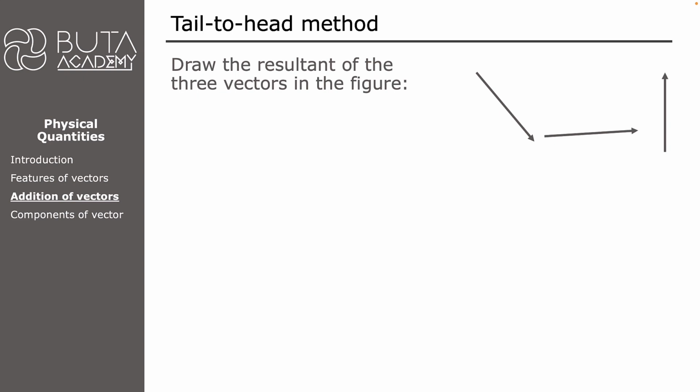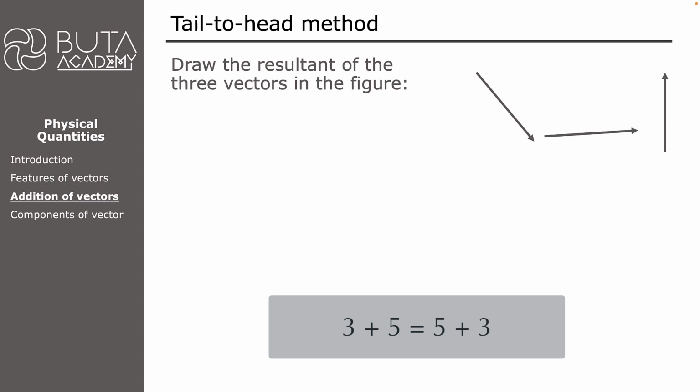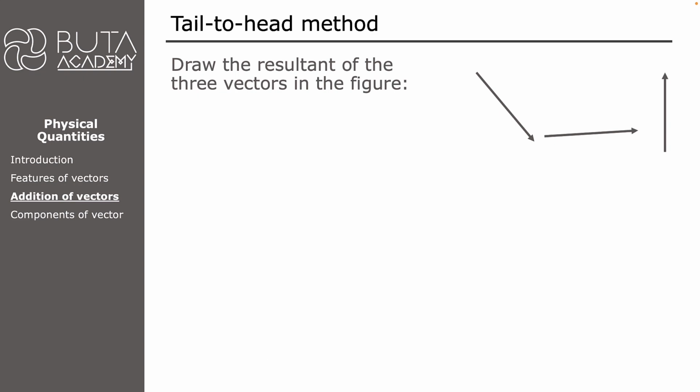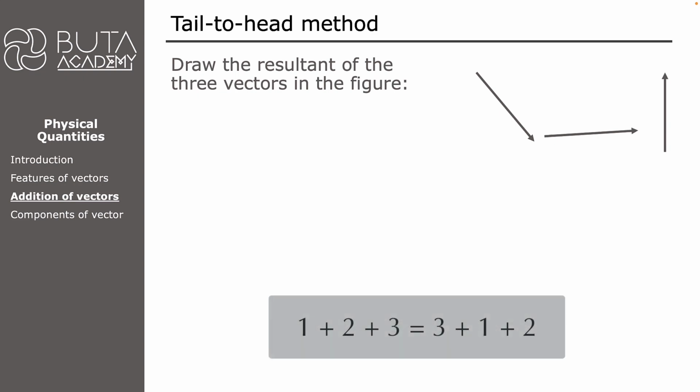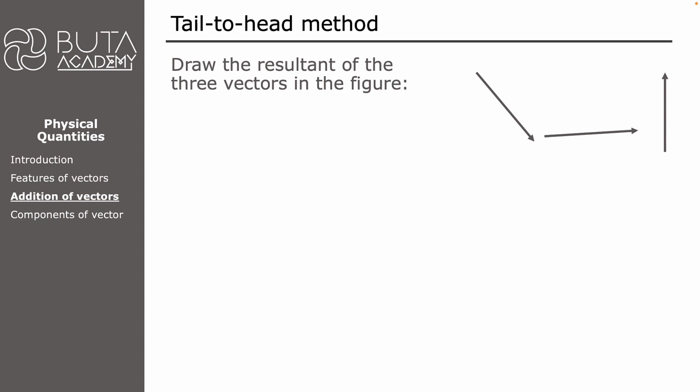In this example, we will try to add three vectors shown in the figure. It's not important in which order we are adding vectors. We know from the maths that, for example, 3 plus 5 is equal to 5 plus 3, or 1 plus 2 plus 3 is equal to 3 plus 1 plus 2. Same is applicable for the addition of the vectors.